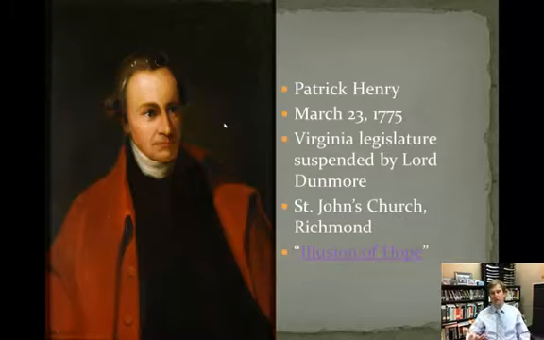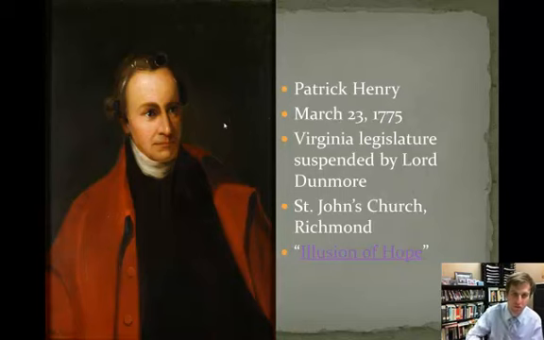Now, Patrick Henry, on March 23rd, 1775, will give a very famous speech at St. John's Church in Richmond entitled The Illusion of Hope. We know it better as Give Me Liberty or Give Me Death. And that's because the Virginia legislature was suspended by Lord Dunmore at this point. At this point, Henry says, look, we have no chance here. The only thing we can do is fight, and why aren't we fighting?